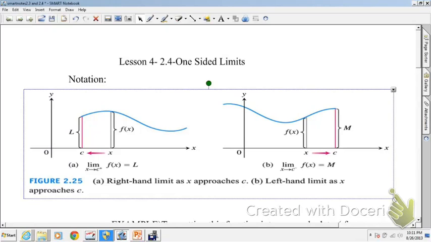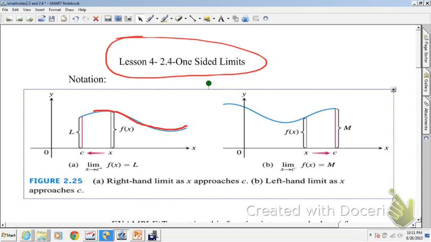Hi and welcome back. Today I want our discussion to be about one-sided limits. So lesson 4, one-sided limits. Suppose we are approaching a point C on the x-axis from the right. A little bit about notation.